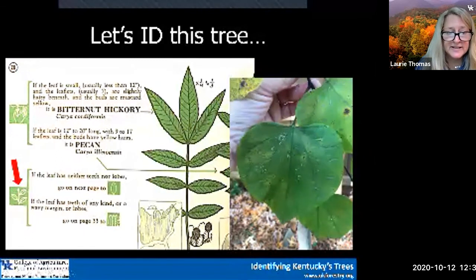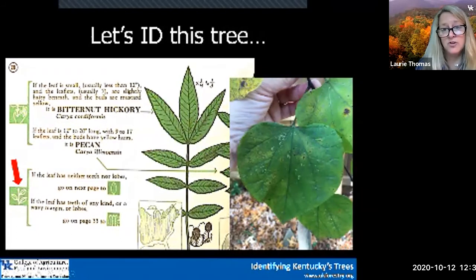So you're looking at that simple leaf form, and it now asks about leaf margins. It asks if the leaf has neither teeth nor lobes, we want to go to the next page, or if the leaf has teeth of any kind or a wavy margin or lobe, go to 33. Well, hopefully you see that this one has no lobes or teeth. In fact, it was our example of our entire leaf. So we'll take that simple note, that entire leaf, over to the next page, onto 29.